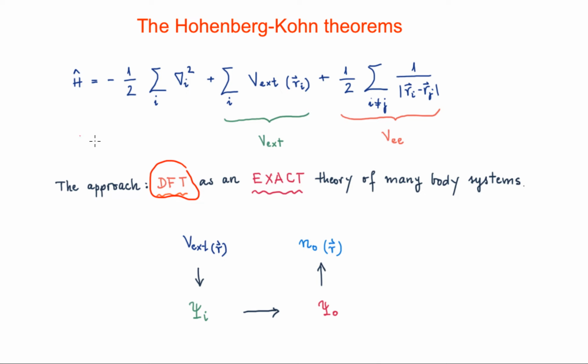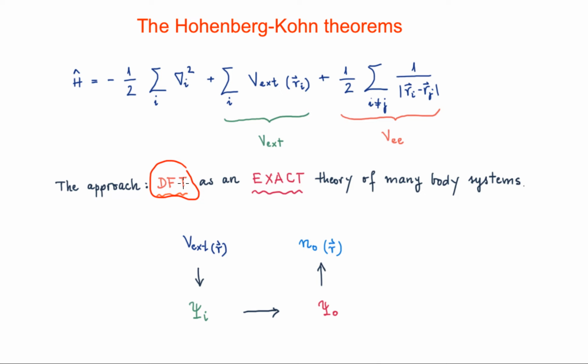Let me remember which kind of Hamiltonian we are having. This is the Hamiltonian that we are talking about, where we have the kinetic energy of the electrons. We have an external potential with which the electrons are interacting, for example the nuclei, which can be considered an external interaction with the electrons. Then we also have the complicated term, which is the electron-electron interaction.